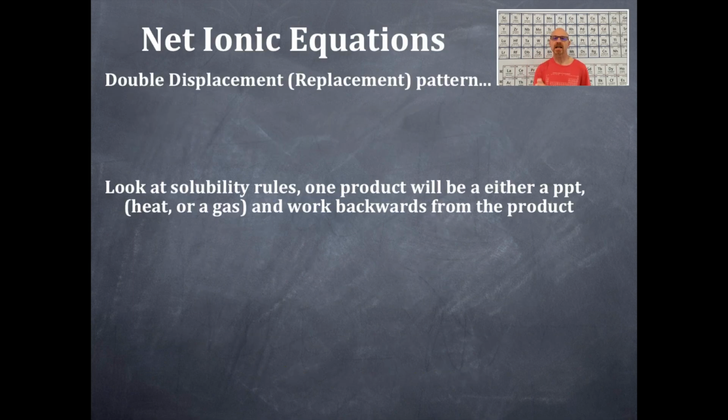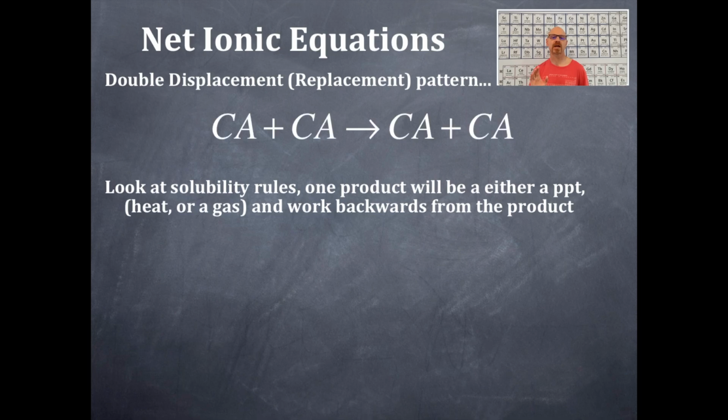So, these net ionic equations that I'm going to cover here today are just double displacement, double replacement. And here's the pattern. Remember, cation-anion plus cation-anion gives me a cation-anion plus a cation-anion. So that is a cation-anion combination. For these type of reactions, you're going to have to look at solubility rules.